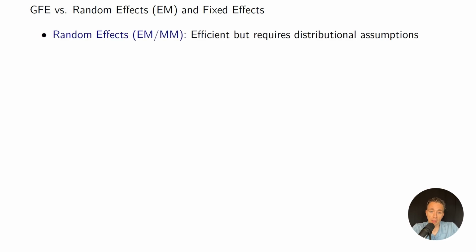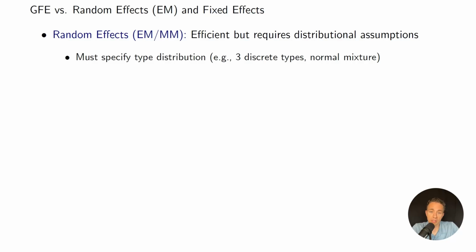So how does this GFE compare with the random effects that we encountered with the EM algorithm or just plain old fixed effects? Well, the random effects is nice, and we could use them in both the EM and the MM algorithms, as we talked about earlier. But the efficiency requires distributional assumptions that may or may not hold. And in particular, we have to specify assumptions about the distribution of the unobserved heterogeneity. And if those distributions are wrong, then we can get a bias on all of our estimates.